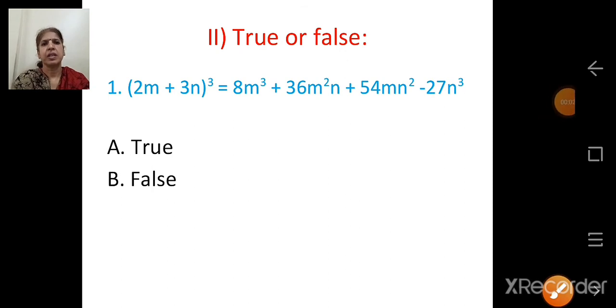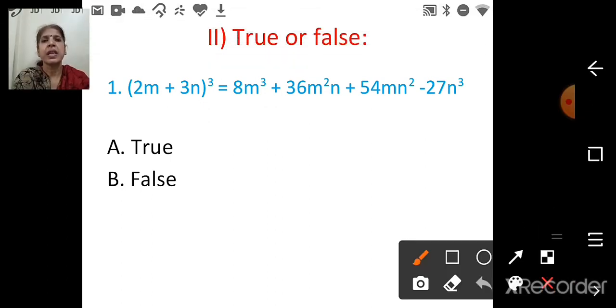True or false? First one. 2m plus 3n the whole cube is equal to 8m cube plus 36m square n plus 54mn square minus 27n cube. So, yes children, is it true or false? It is false. The reason is, it is based on the formula a plus b the whole cube, and in a plus b the whole cube, all terms are positive, right? But here one of the terms is negative. So if one of the terms is negative, it is false. From seeing the sign, we can say it is false. Otherwise also, children, you have to solve it, expand it, then you will check. Here, because of the sign, we are able to mention it directly, but it may not be so every time. So you are going to solve it, write the formula, and substitute it.